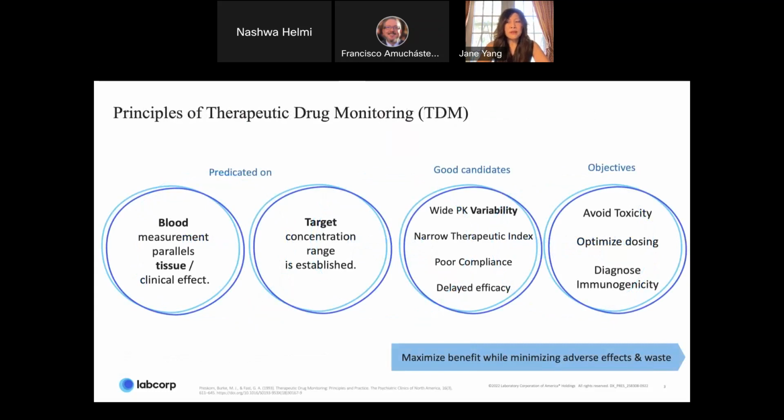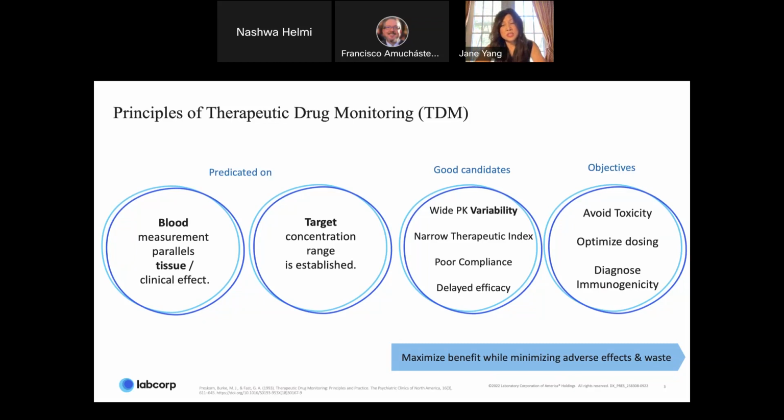The value of TDM is always predicated on the existence and the demonstration of a well-established relationship between what we're measuring, that is blood concentrations, and a desired clinical effect at the tissue level. For example, we can't sample cardiac tissue to evaluate digoxin dosing. So we make an assumption of a parallel relationship between the blood and the tissue, and then we collect evidence that blood drug concentrations are actually a meaningful and accurate reflection of what's going on.